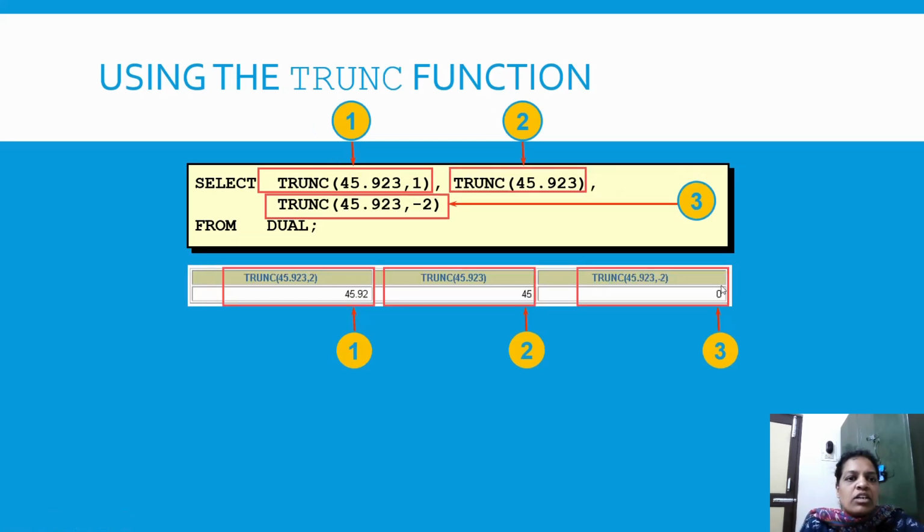Okay. So next is the truncating function. Here it is given 1. So 45, here it is truncating the last number. See, this last number, it is truncating. Here, if you are not giving any decimal value, then it will truncate the entire value after the decimal number. This is the output, 45. The next one, minus 2, means it will entirely delete and it gives 0.